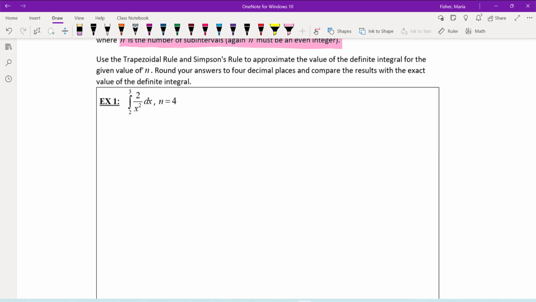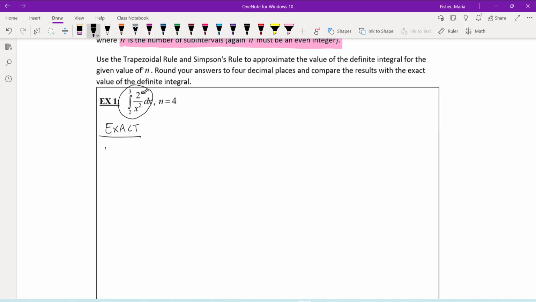Example 1 says to use the trapezoidal rule and Simpson's rule to approximate the value of the definite integral for the given value of n. We want to round our answers to 4 decimal places and then compare it with the result of the exact value of the definite integral. Let's find that exact value first. This is something I can integrate, so I know that I can just integrate it using the fundamental theorem of calculus. First, let's rewrite this.